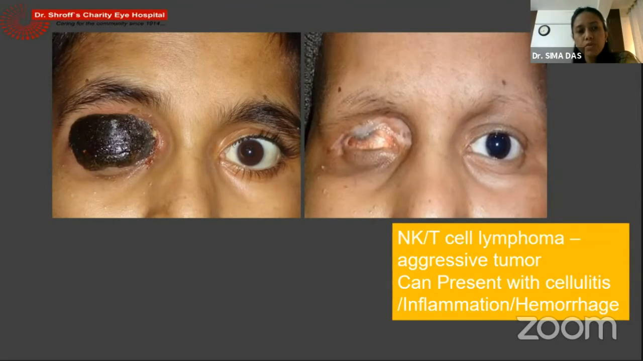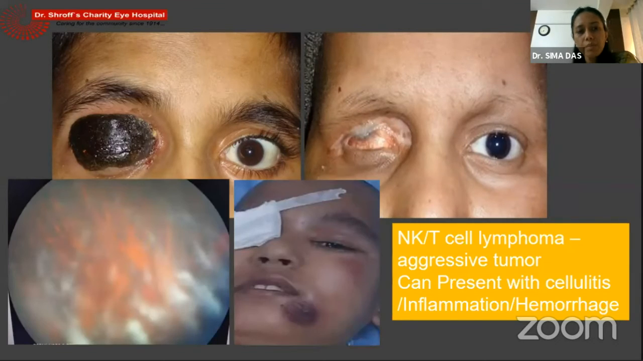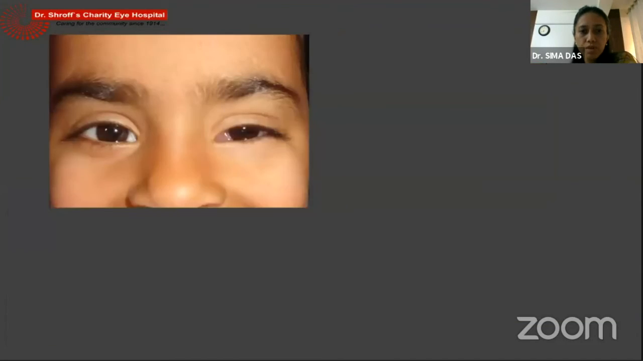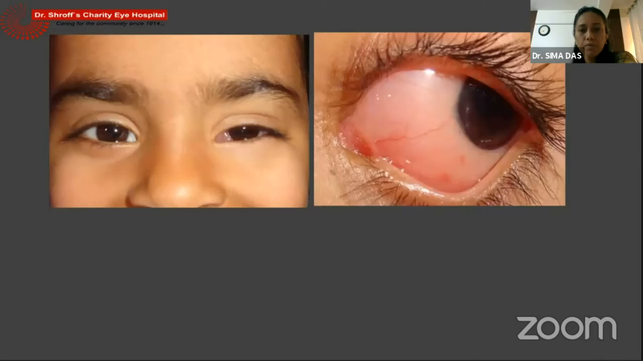Now, this patient did respond to the chemotherapy regime. The eye did respond well, but subsequently he landed up with a relapse, a vitreous relapse in the other eye, and then a skin lesion started coming up of cutaneous lymphoma, and finally he succumbed to the disease. The treatment was not effective. So these patients do carry a very poor prognosis. They're aggressive tumors, and we need to know that sometimes they can present with a cellulitis, inflammation, or a hemorrhage kind of picture, and we need to have a very high suspicion and do a biopsy wherever required. And these are not simply orbital hemorrhage, though sometimes they can present with thrombocytopenia and other blood abnormalities.